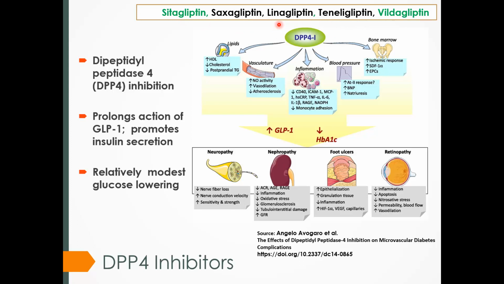Linagliptin is a very long-acting DPP4 inhibitor. You can give it once daily, and sometimes it can be given thrice weekly. Teneligliptin is a very cheap drug. It is a new drug, developed in Japan, and usually the DPP4 inhibitors are relatively costly, but teneligliptin costs much less than the others. But it is not yet FDA approved.